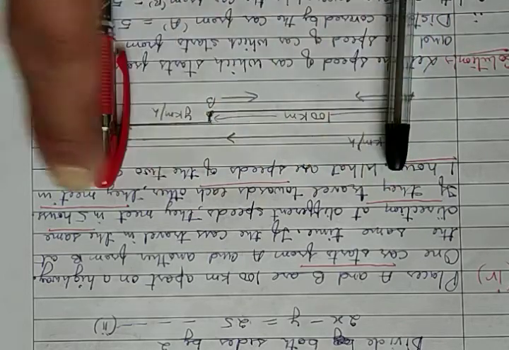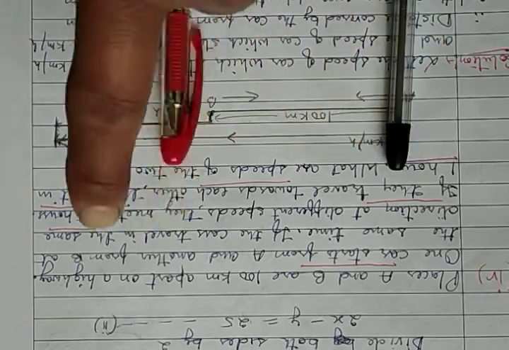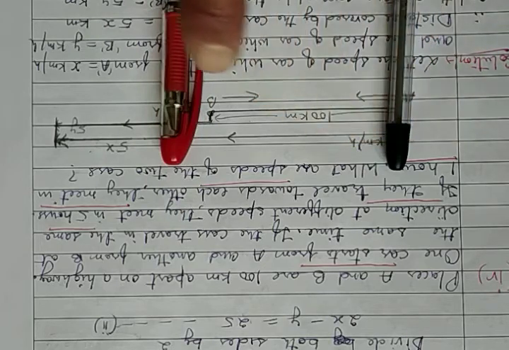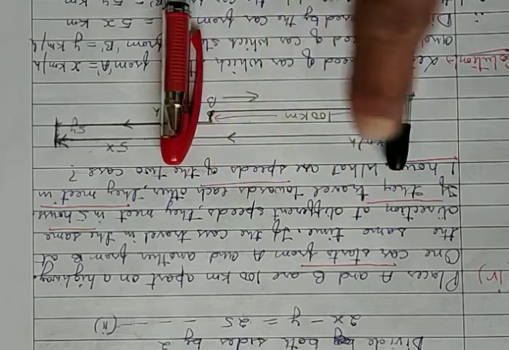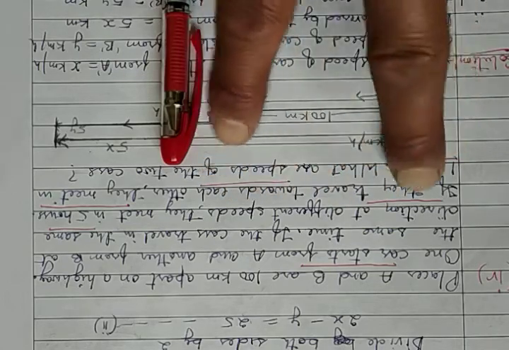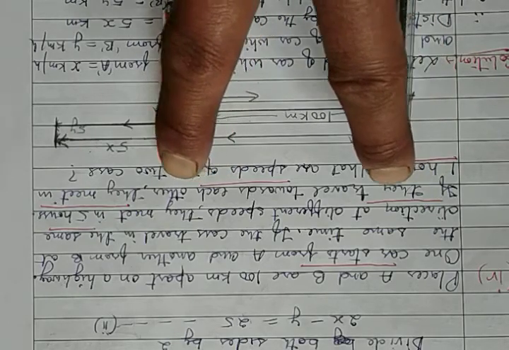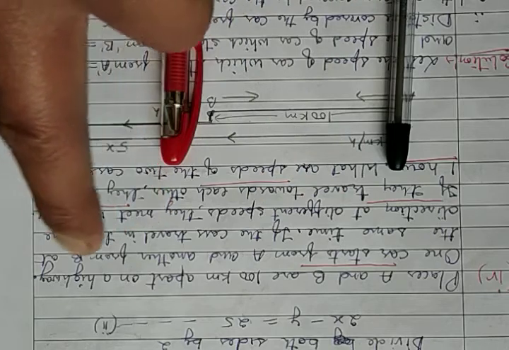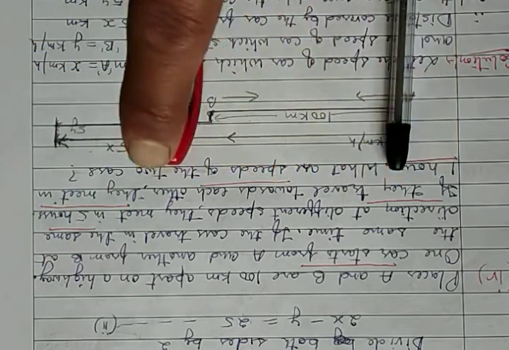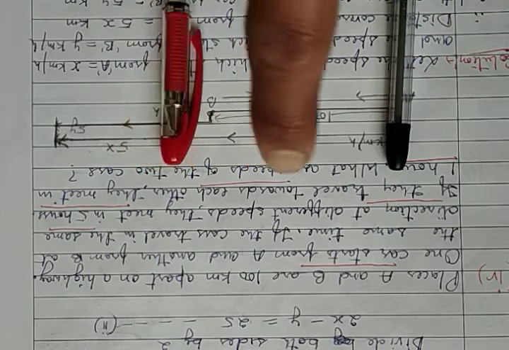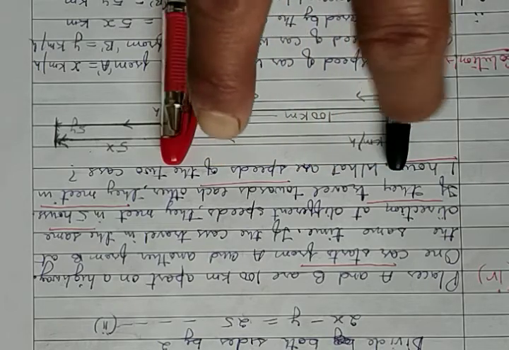One car starts from A and the second car starts from B at the same time. If the cars travel in the same direction at different speeds, both cars traveling, one from here and one from here, moving in the same direction like this, they meet in 5 hours. If they travel towards each other, they meet in 1 hour. What are the speeds of the two cars?